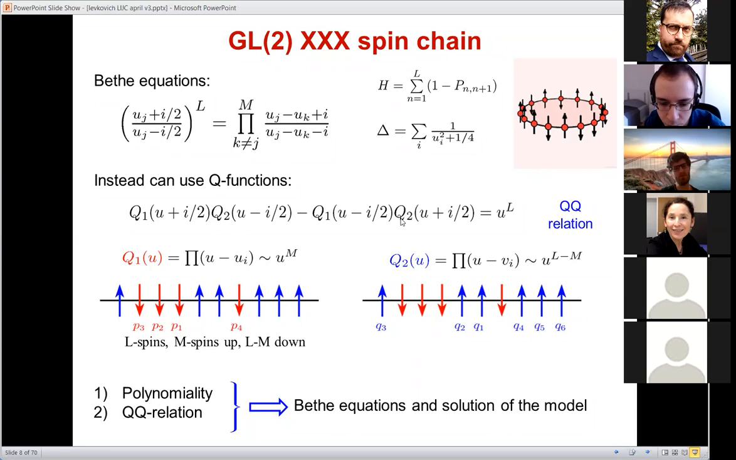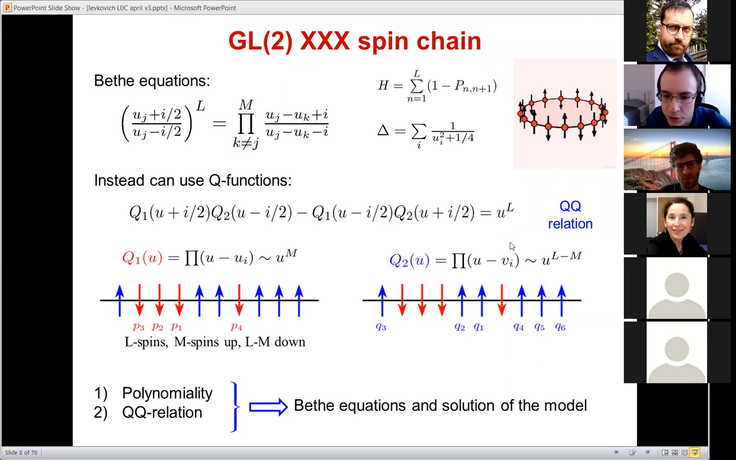Sorry, it's u to the L minus one, to be precise. Yes? Yeah, that's right. Yes, for this spin chain, that's correct. For the twisted one, u to the L minus M plus one, I think. I mean, no, L plus M. One. So, yeah, I think you should include twist, otherwise it's incurable. Yeah, that's right, to be precise.